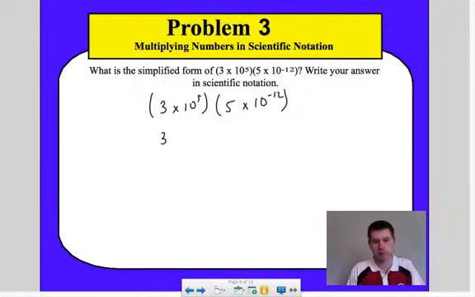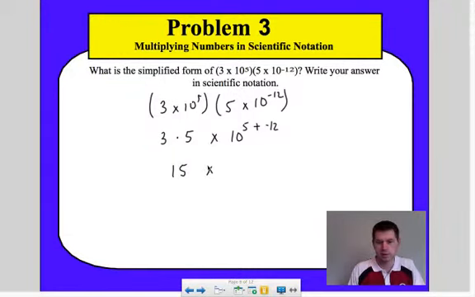So what I can do is I can group those together. I'm just going to take 3 times 5. And then I'm going to take times 10 to the 5th power plus that negative 12. So I'm combining the tens because they're the same bases. Okay, 10 is the same base as this 10. Gives me 15 times 10 to the negative 7th in this case. So there we are with this problem.